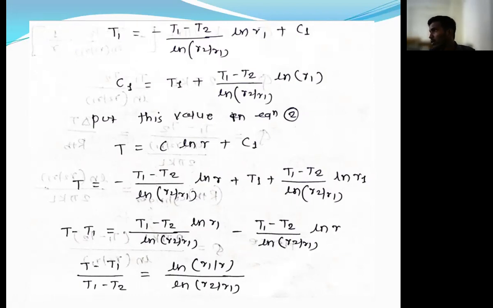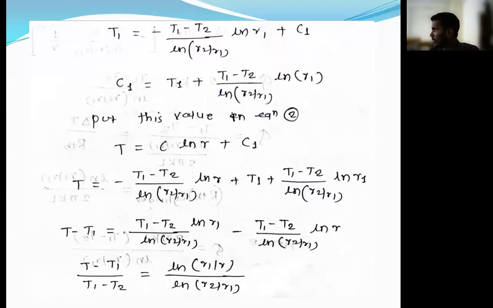Okay, so whatever the equation we got for this cylinder, that is T is equal to C into ln r plus C1. Okay, in that equation logarithm is there, so we said that the temperature profile is logarithmic. I don't know exactly how this equation is logarithmic, but from whatever equation we have, we can say that the temperature profile or temperature distribution is going to be logarithmic.